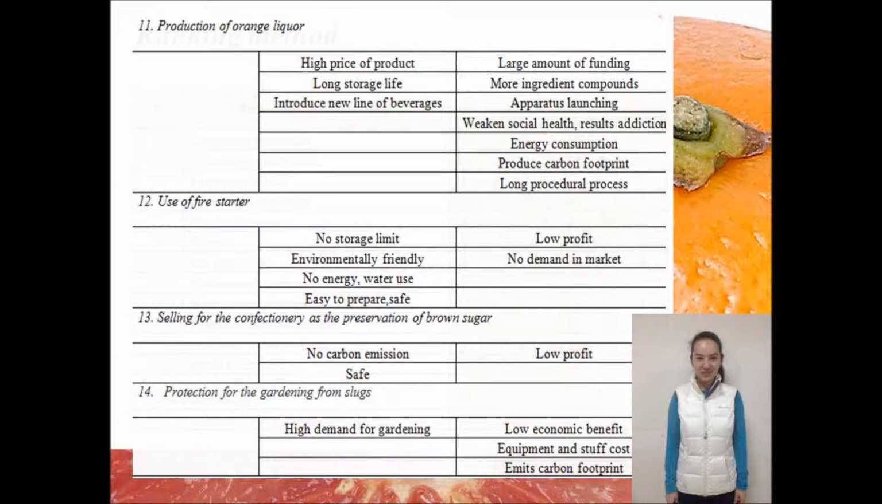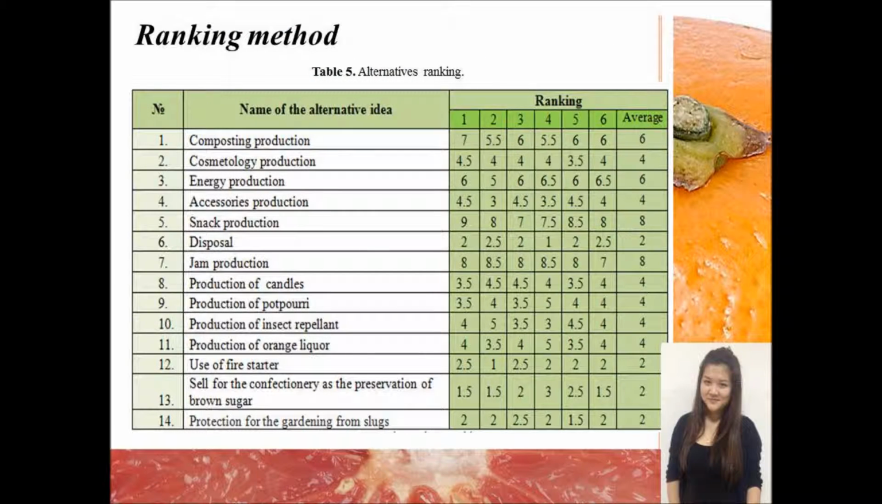ingredients. The ranking method is the evaluation of each alternative. Here, the group members have chosen the range from 2 to 8. Each alternative was evaluated by every team member and the average was considered. According to this table, the alternatives with the lowest ranking were excluded from further evaluation. They are disposal of waste, use as fire starter, sale to confectionery as preservation of brown sugar, and use as protection from slugs.